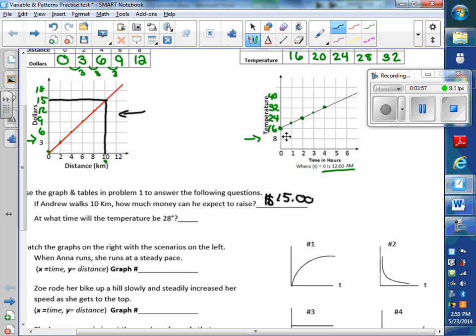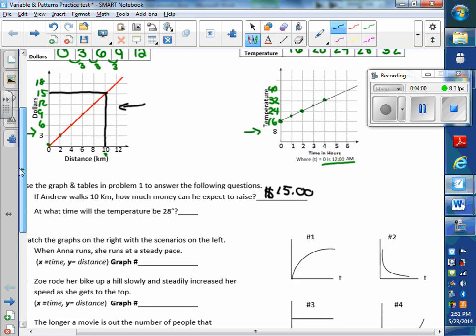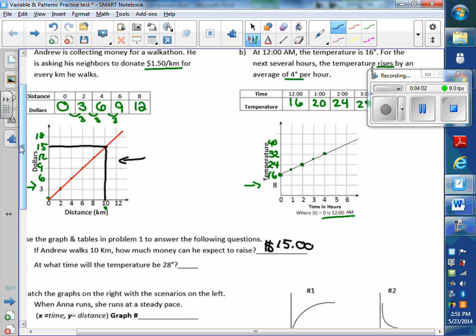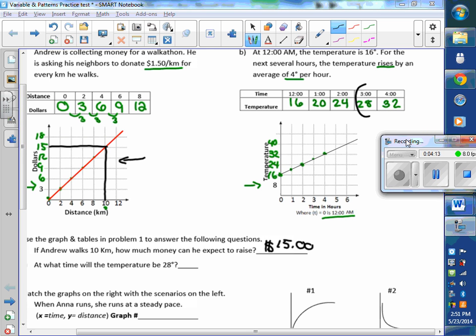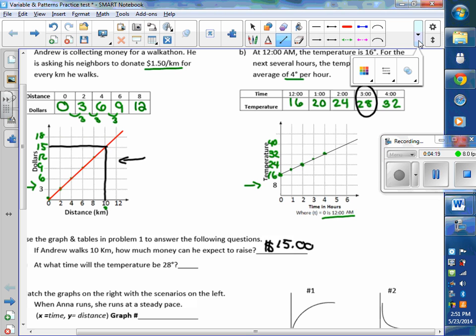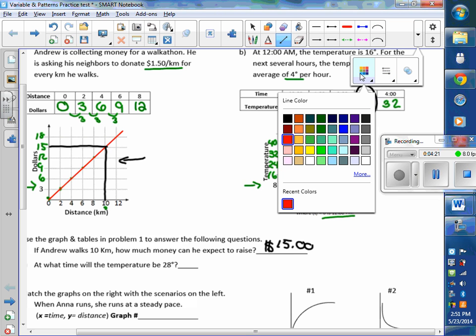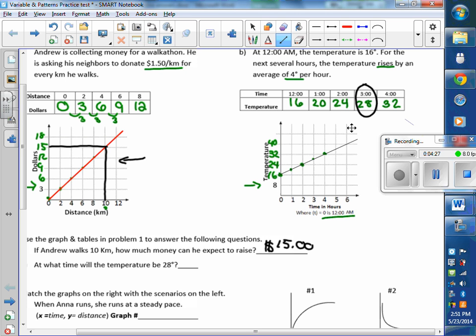How are we doing so far? Good. Okay, at what time will the temperature be 28 degrees? So that's on this graph over here. 3 o'clock. So 28 degrees would be in between 24. Yeah, in fact, you can get that from the chart. 3 o'clock. You could also get it from the graph if you're careful and you want to use your graph to project over. Purple. You could go to 28 degrees right there, and it should show 3 o'clock. That make sense?